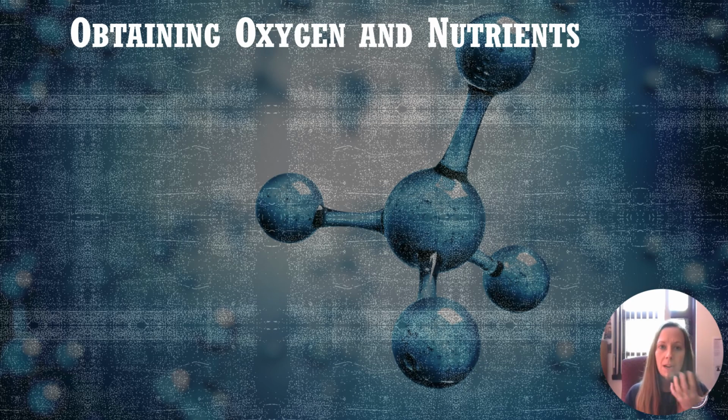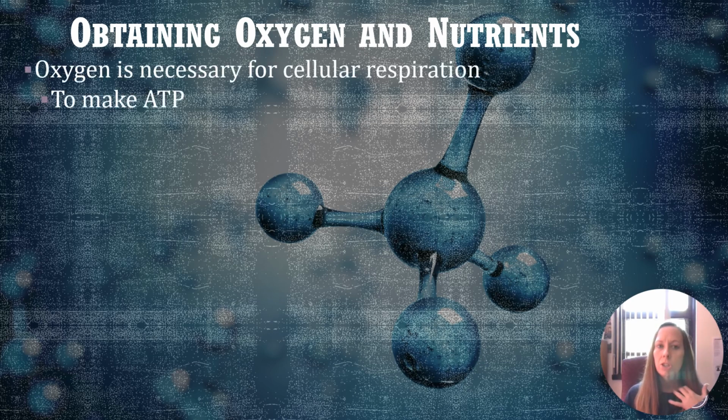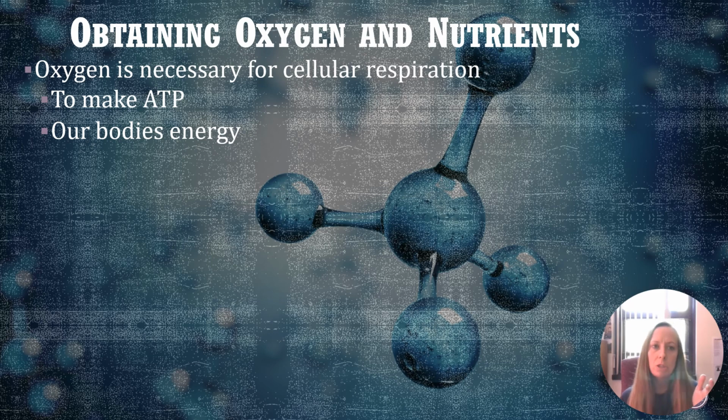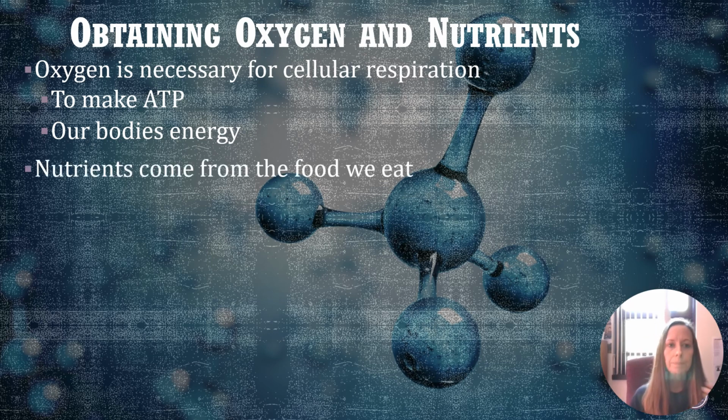So first, obtaining oxygen and nutrients, right? Oxygen is necessary for cellular respiration. So we need oxygen to make ATP. We talked about this a little bit before when we talked about the cycles. ATP is the energy that our bodies use. So this is a molecule that our bodies use actually to make energy.